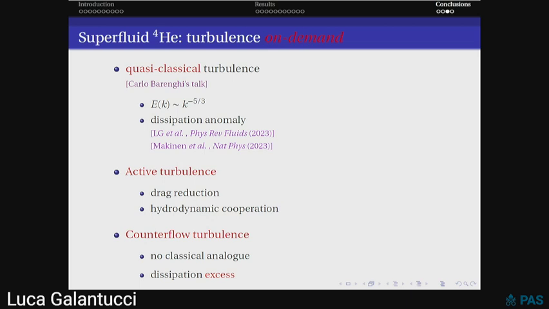Then, in another setting like the one I've described today, you can have some active turbulence features: drag reduction, hydrodynamic cooperation, spectra which don't peak at large scales. And then there's another type of turbulence, which unfortunately I have no time to describe today, that has no classical analog. In this case, you have a dissipation excess, as opposed to active turbulence. And this is because only the normal fluid can transport heat, so the fluids on average flow in opposite directions. Therefore, in this case, you have, for example, a spectrum which is steeper than -5.